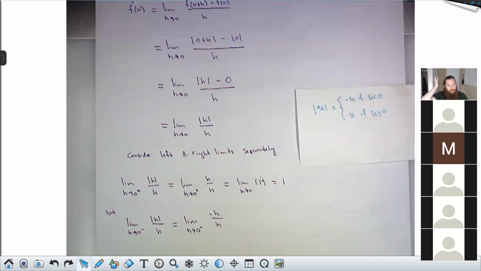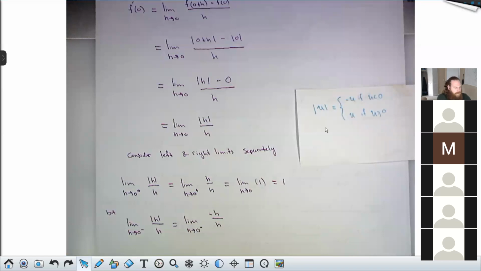But that's the definition of the absolute value function. It's the line whose slope is negative 1 everywhere to the left of 0, and the line whose slope is positive 1 everywhere to the right of 0. So absolute value of x is y equals x if x is positive, and it's y equals negative x if x is negative.